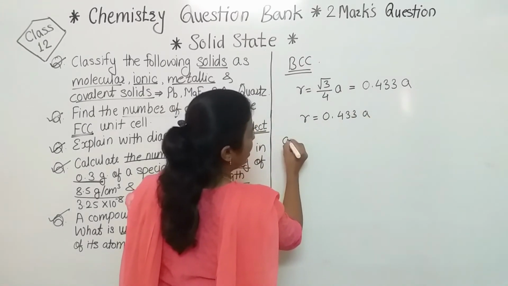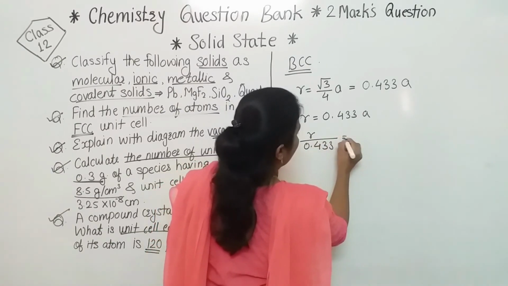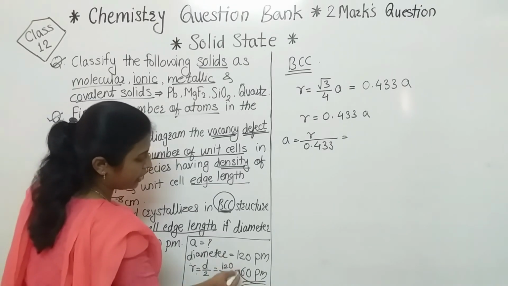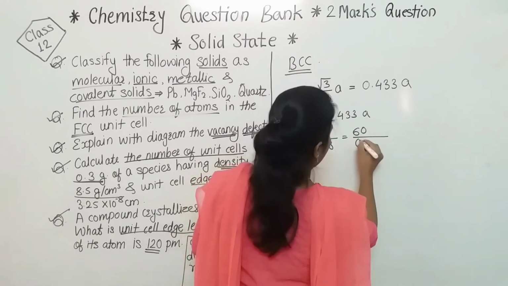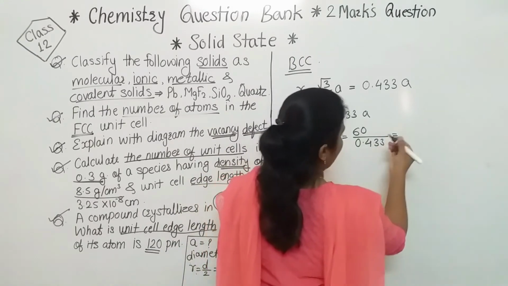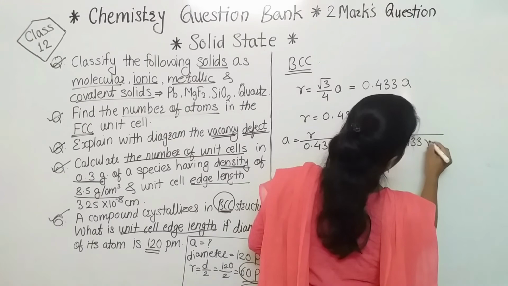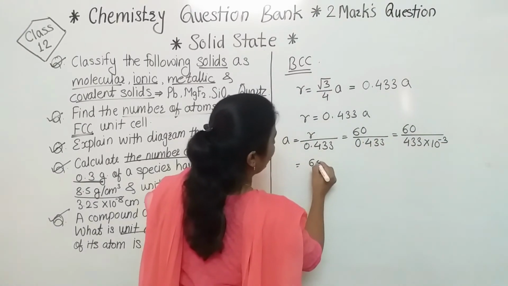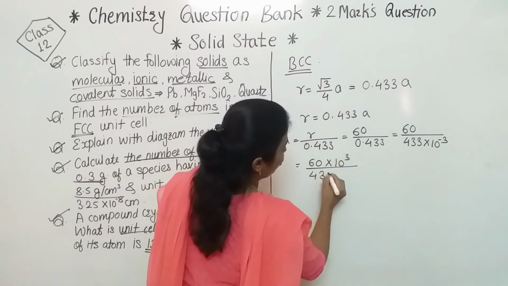So what will be the formula? A is equal to R divided by 0.433. What is the value of R? Here we have calculated from the diameter and that is 60 picometer divided by 0.433. तो यहाँ पे एक पॉइंट कर देते हैं हम, ये जो डेसिमल है वो शिफ्ट कर देते हैं राइट हैंड साइड को, तो क्या हो जाएगा 60 डिवाइडेड बाय 433 इंटू 10 raised to -3. अगर उसको और थोड़ा मॉडिफाई कर दे तो क्या हो जाएगा 60 इंटू 10 raised to 3 डिवाइडेड बाय 433.